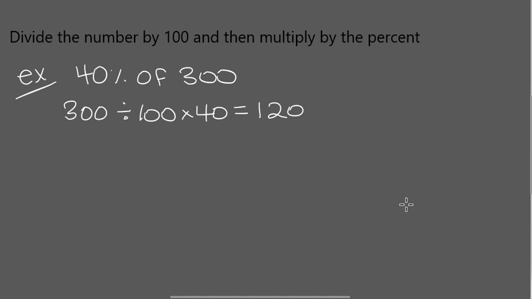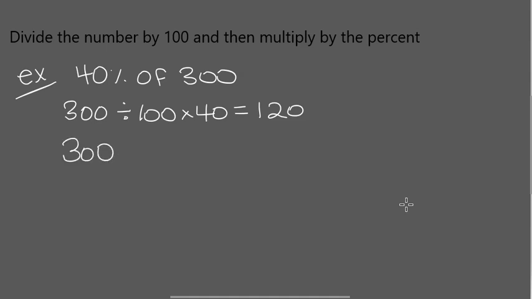So the first example we did was 40% of 300. So we did 300 divided by 100 to put 3 in each square, and then multiply that by 40 because we had 40 squares that we were counting, and so we got 120. If this procedure makes sense to you, you're welcome to keep using that. However, there's sort of a shortcut that we use sometimes.